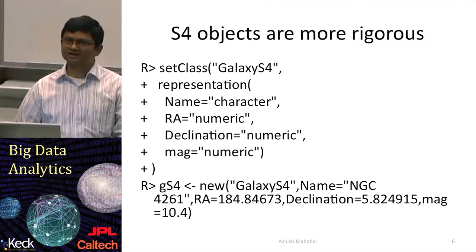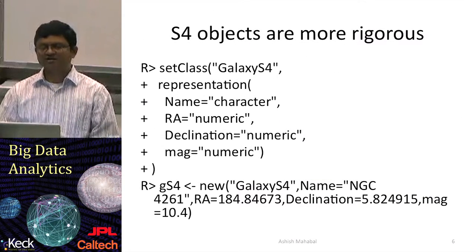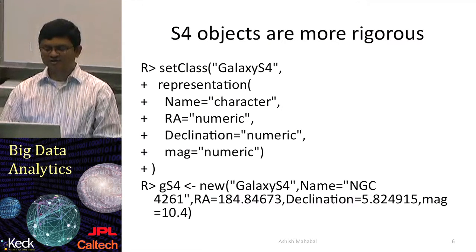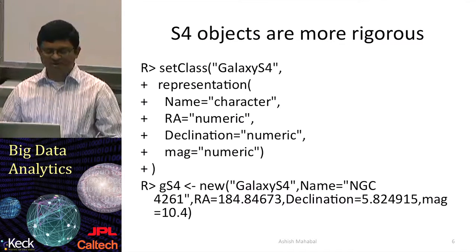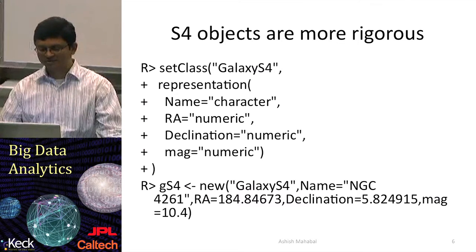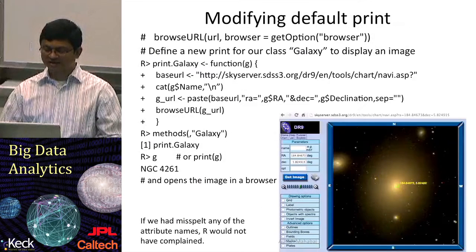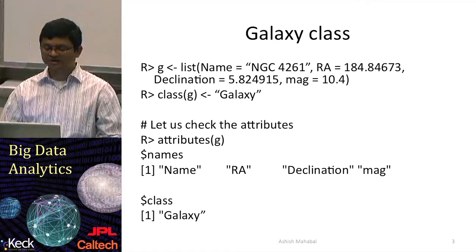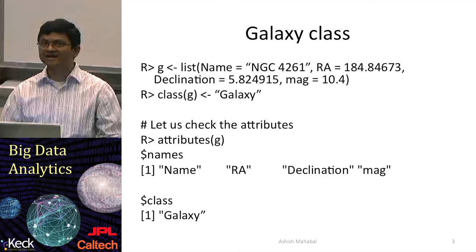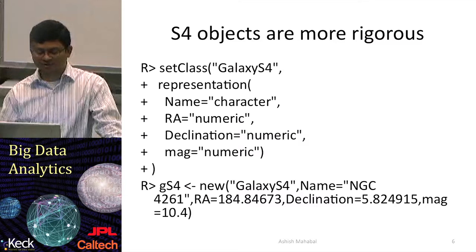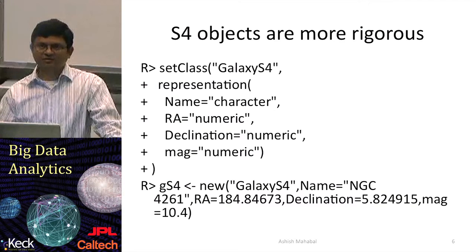Now S4 objects are more rigorous. Here the way they are defined is with a slightly different syntax. You say setClass. Here we are using the class name to be GalaxyS4, and then you have a representation for it. Again, we'll use the same variable names, but here we tell what types those variables are. Remember earlier with S3, when we defined the class, we didn't have to say anything of that kind. We just went ahead and defined the list, whatever that list contained. But here we have to say that the name is of type character and the other three variables are of type numeric. And that's again all for the definition.